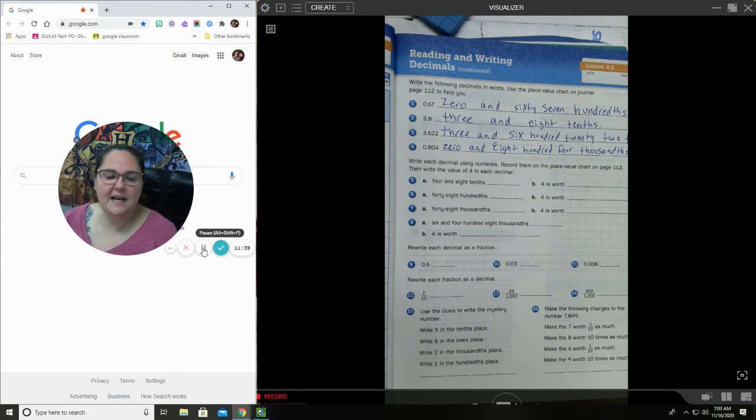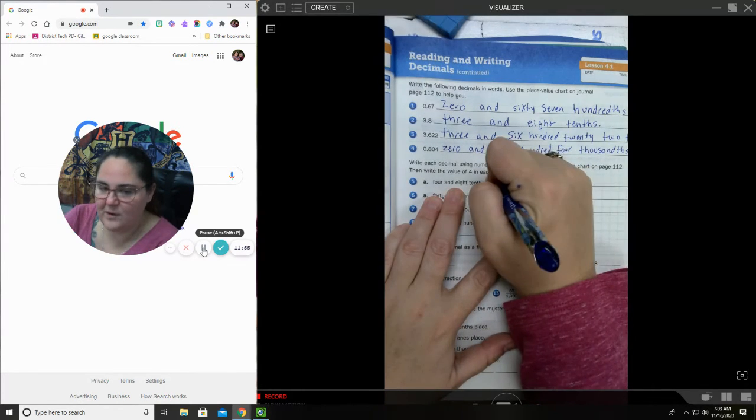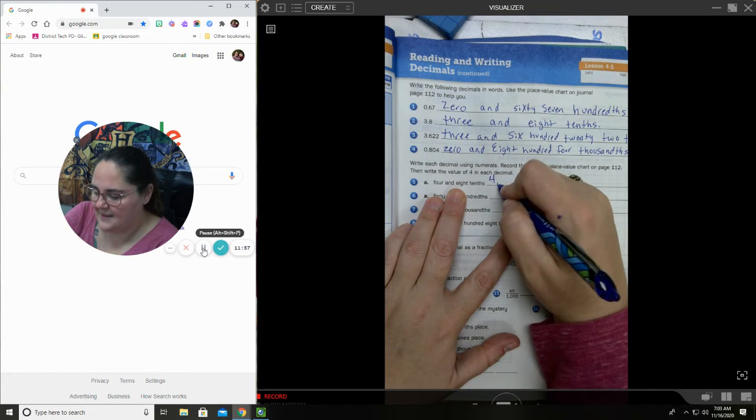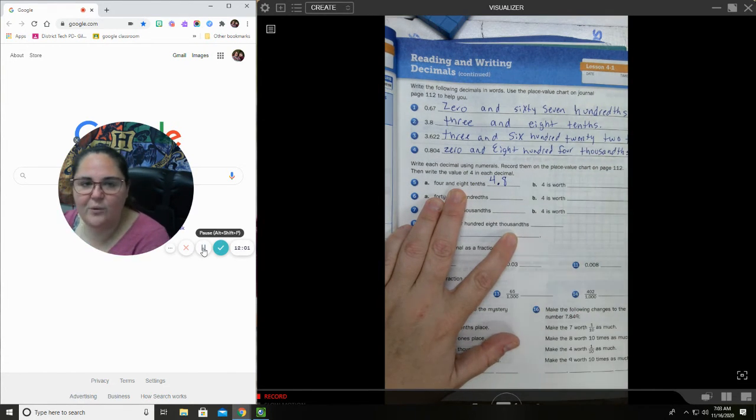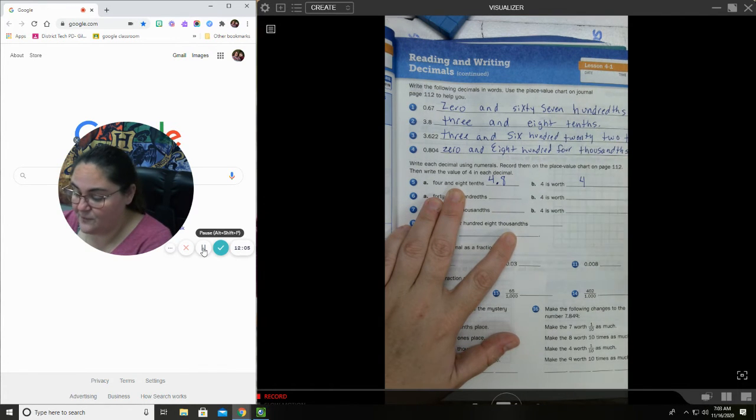So we're going to write each decimal using numerals recorded on the place value chart on page 112. Then write the value of the 4 in each decimal. So 4 and 8 tenths. We already put that one over there. 4 and my tenths place is here, so that's where my 8 goes. How much is that 4 worth? It's worth $4. 4.00, 4 wholes.